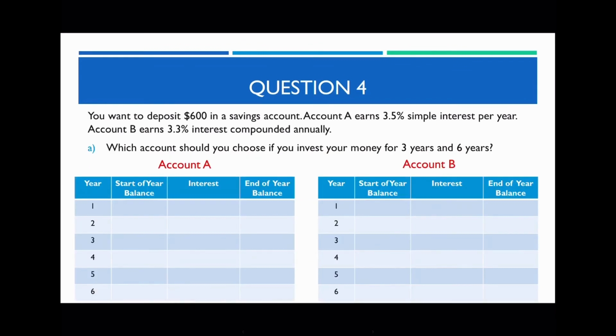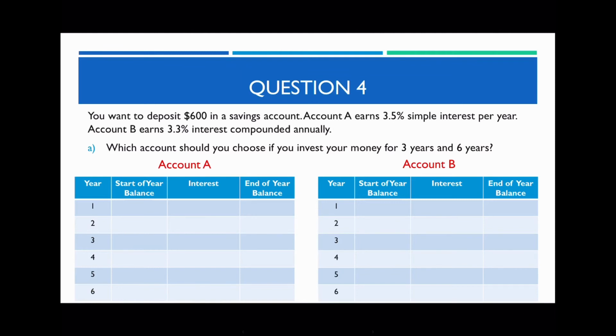For question 4, you want to deposit $600 in a savings account. Account A earns 3.5% simple interest per year. Account B earns 3.3% interest compounded annually. Exact same question again. You would expect that for the short term, simple interest will generally result in a greater balance, whereas compound interest will result in a greater balance in the long term. So let's first use a table to show the differences.